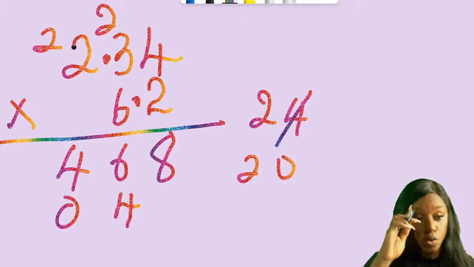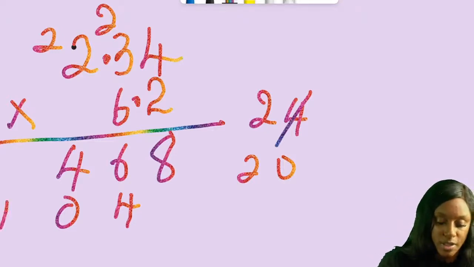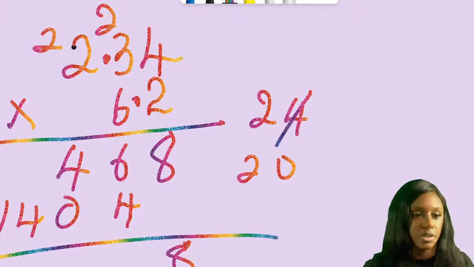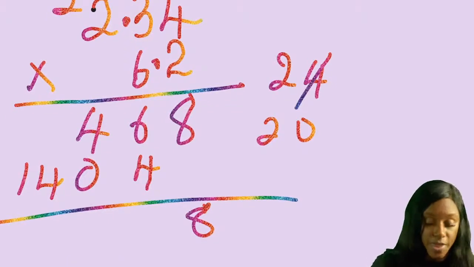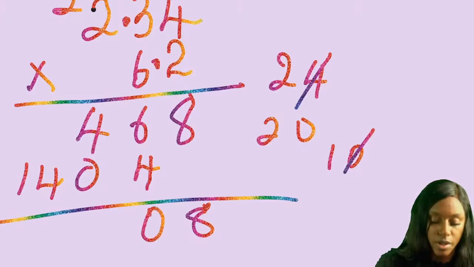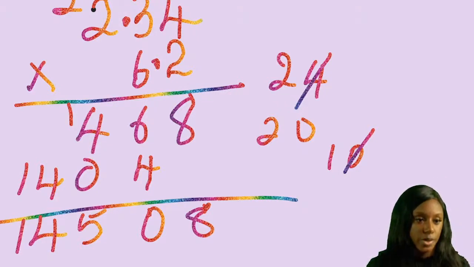6 times 2, that's 12, plus 2, that gives us 14. And then we add. So 6 plus 4, that gives us 10. We place our 0 here, our 1 here. 4 plus 1, that's 5. And 14. Now the question is, where do we place the decimal point?